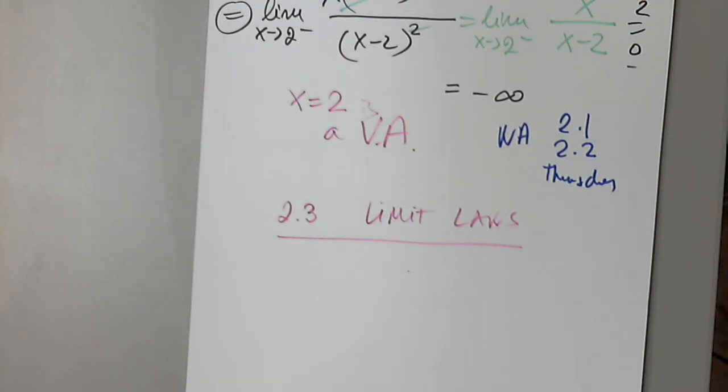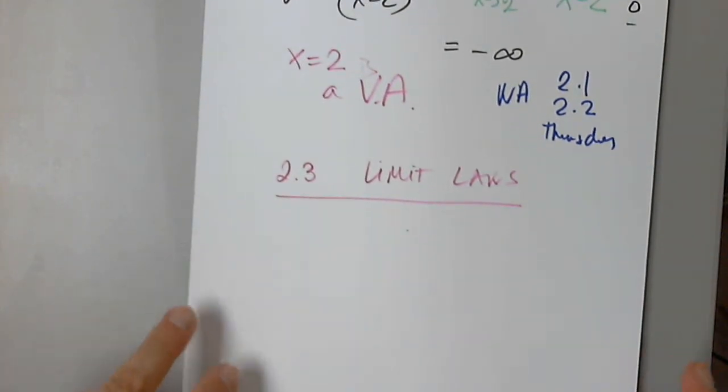There are 11 limit laws. The number is really not important. They will become second nature, you'll see very shortly. So what are the limit laws? What are we talking about here?